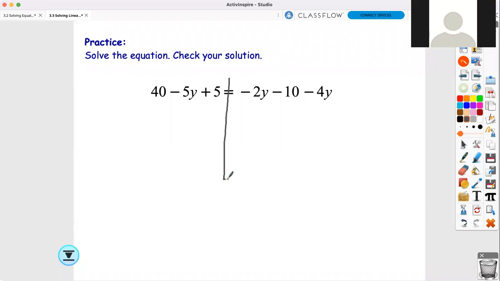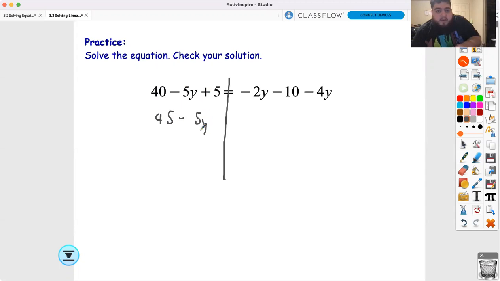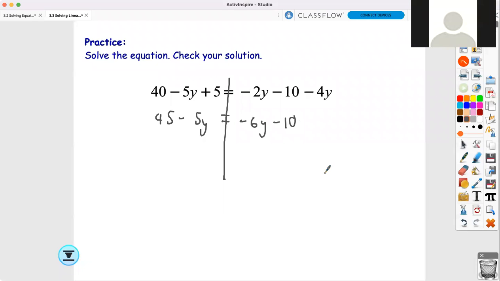I don't think I did it right. All right, well, talk me through it. What'd you do on the left side? What were you able to simplify? 40 and a 5. What'd you get when you do that? 45. So 45 minus 5y, right? Because nothing changes there. What about the right side? So the -2 and the -4, so that's -6. Then we bring down the -10, right? Because there's nothing to mess with that.